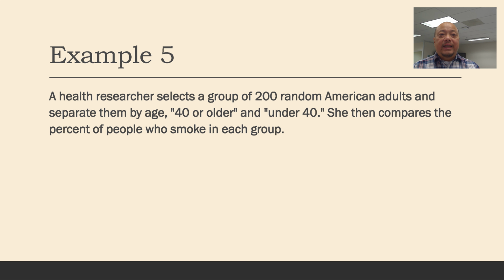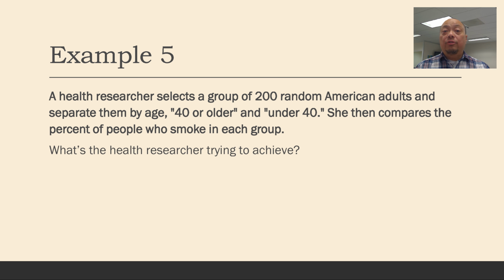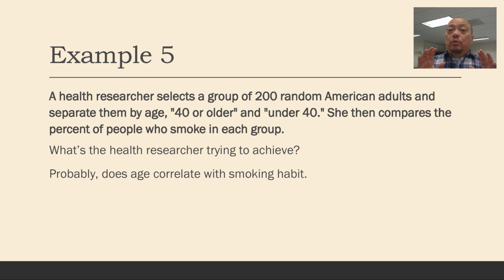Example 5. A health researcher selects a group of 200 random adults and separates them into two groups by age. One group is 40 or older, and the other group is under 40. She then compares the percent of people who smoke in each group. What do you think she's trying to achieve here? Press pause and think about it. What she is trying to do is to see if age affects smoking, right? The older people versus the younger people.